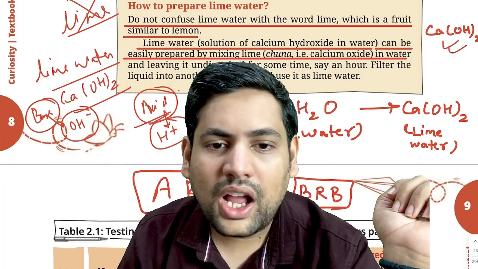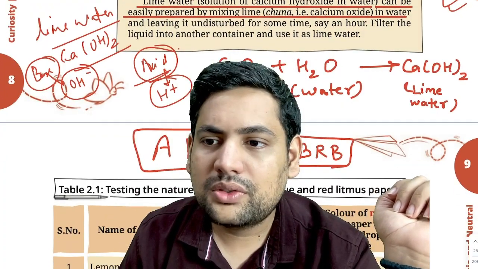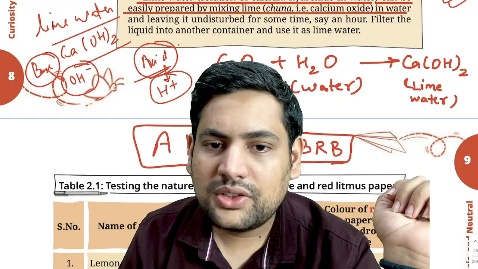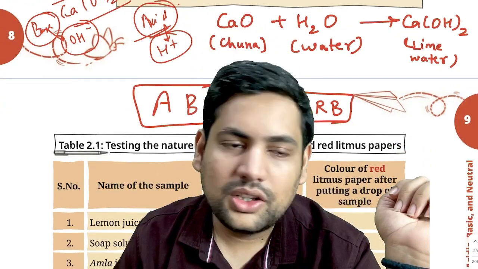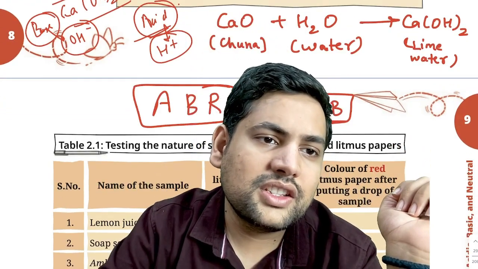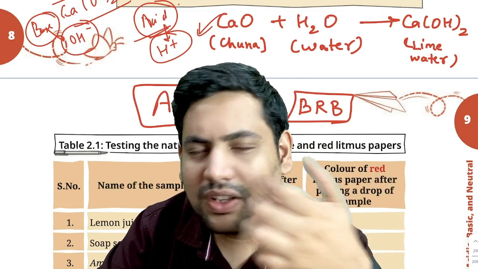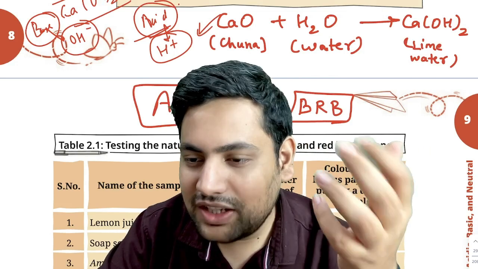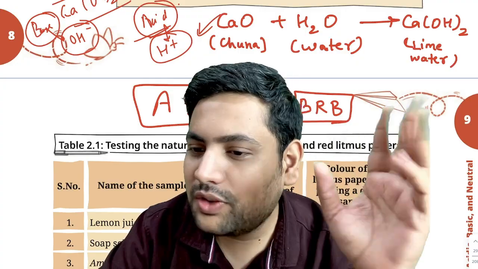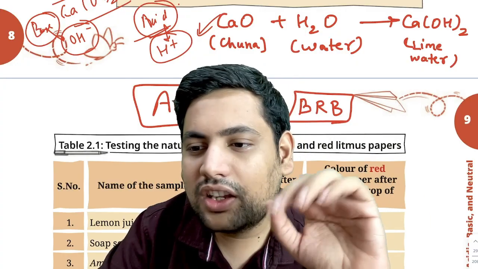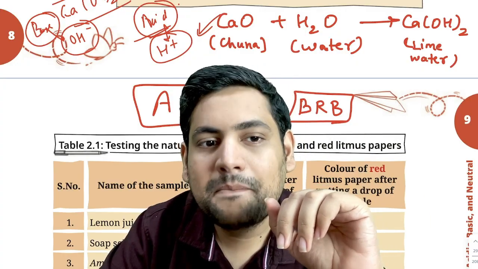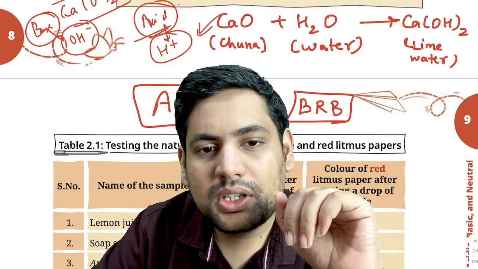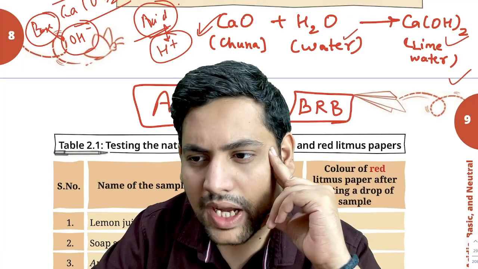It is telling you how lime water, or Ca(OH)2, is made. It is actually made using this CaO. This is tuna, or in Kannada, I think you call it sunna. That white substance that you use as the initial paint of your wall. Then you mix it with water, it becomes Ca(OH)2, which is lime water.